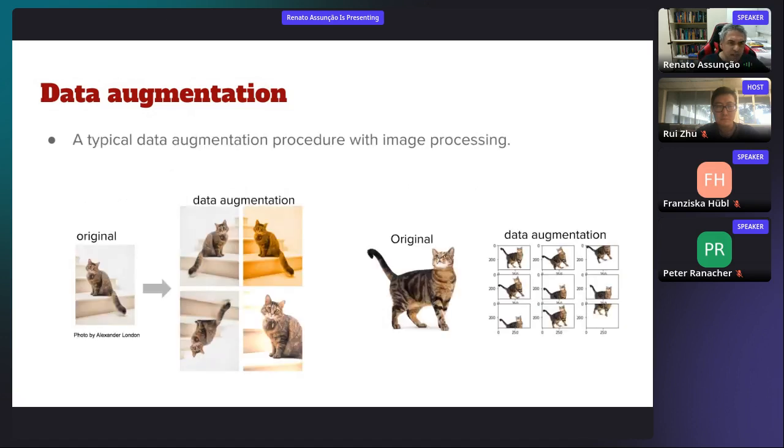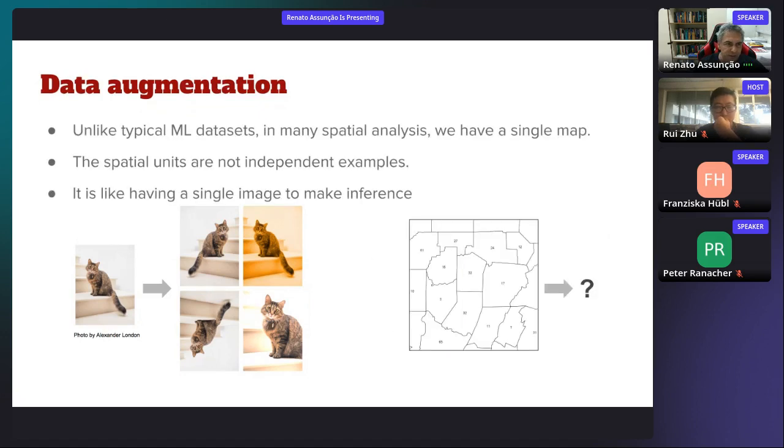A typical data augmentation procedure with image processing is this situation here, where we have an original image of a cat, and then we augment the data just by introducing slight variations in the original image. Or this one here, which is also augmented by creating new images that are slightly different, slight variations of the original image.